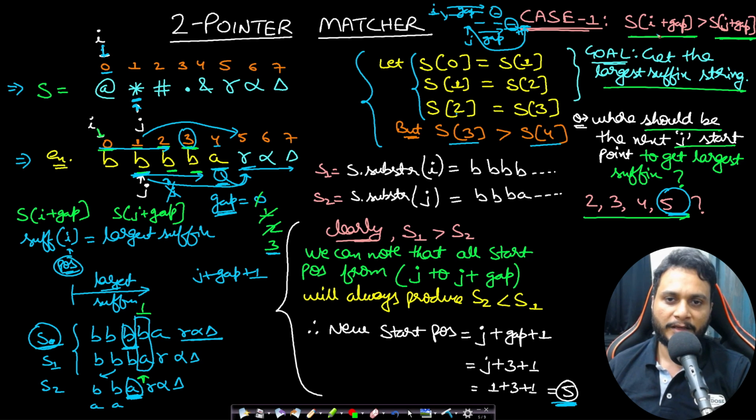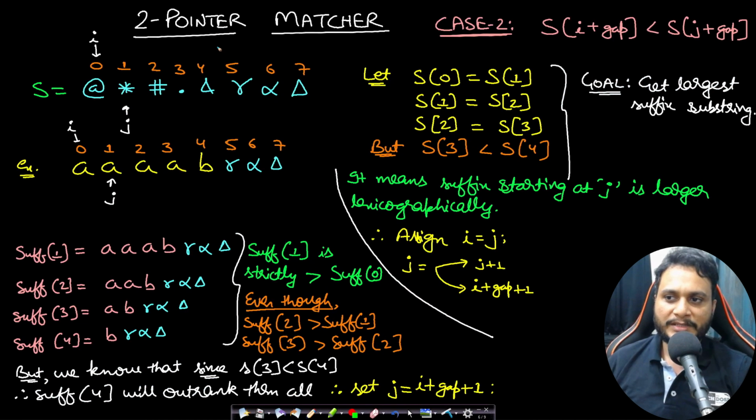Similarly, if you assume another case where they are equal, the equality case I am not considering, because if I plus gap and j plus gap are equal, then you know that we will be moving the gap value forward. This case was already covered inside case 1. So the next case is going to be when asset I plus gap is less than asset j plus gap, isn't it? So let's see what happens there.